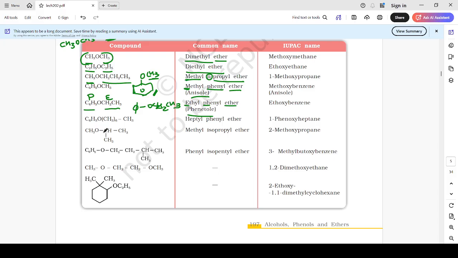Next one, benzene is there, phenyl, and CH2 6 times. That means 6 times carbon is there and 1 more carbon is there. So totally how much? 7 times. 7 means heptyl. Correct? Go for alphabetical order. H should come in front of P. So it is heptyl phenyl ether. Clear? Next one.